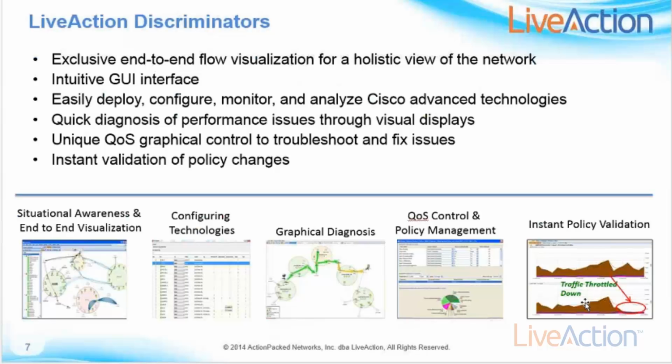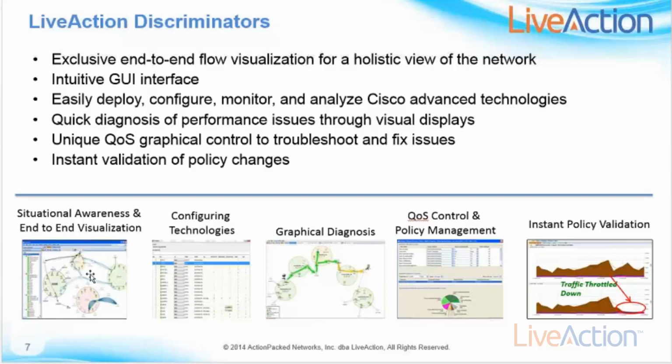So LiveAction discriminators include the following. First is the exclusive end-to-end topology and flow visualization that you see here, and this gives you the situational awareness that we mentioned earlier. As I mentioned, the topology is very interactive, so you can right-click on any object off of the topology and execute commands or take action. The GUI interface is very intuitive and very easy to use, and you can see that in Keith's demo in a few minutes.